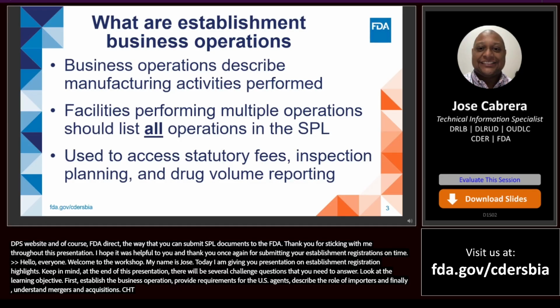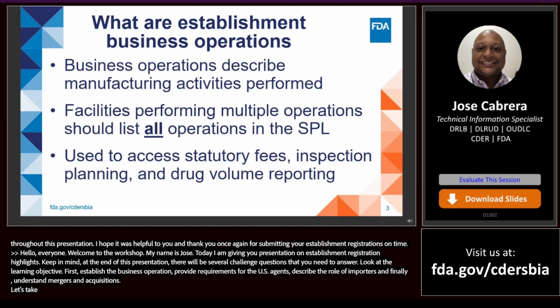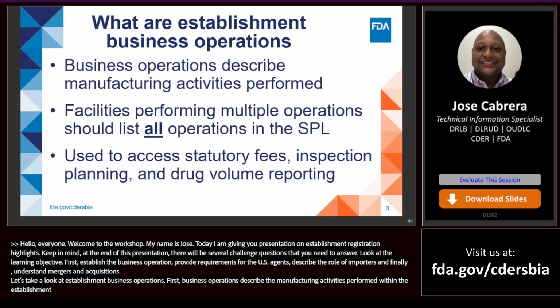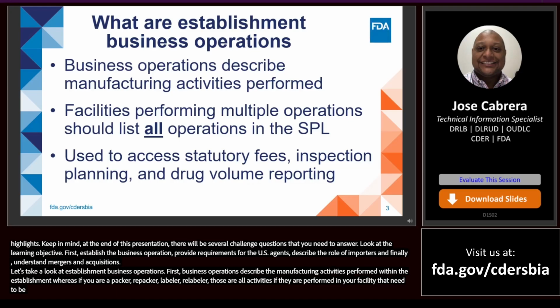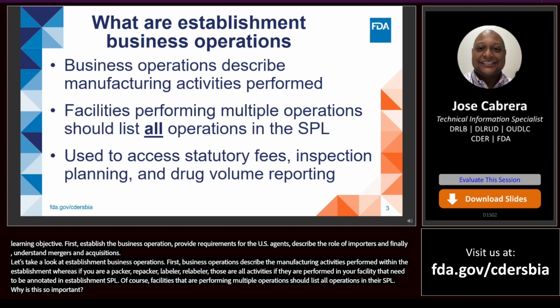Let's take a look at establishment business operations. First, business operations describe the manufacturing activities performed within the establishment, whereas if you are a packer, repacker, labeler, relabeler, those are all different activities if they are performed in your facility that need to be annotated in the establishment SPL. Of course, facilities that are performing multiple operations should be listing all of their operations in that SPL. Why is this so important? We use this information to access statutory fees for inspection planning and drug volume reporting.